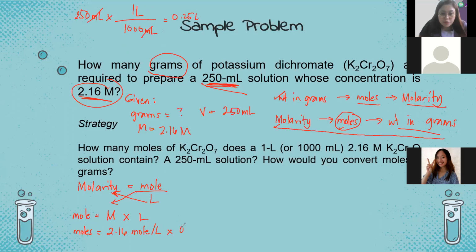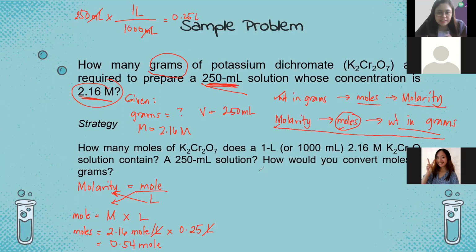So ito yung i-multiply mo sa molarity. Now, as you can see, we can cancel the liters, kasi sa 2.16 moles per liter, nasa baba si liters, ito nasa taas siya. So makakancel natin siya again. So we have 2.16 times 0.25 is 0.54 moles. So we have computed now for the number of moles. The next step will be the computation of the weight in grams.